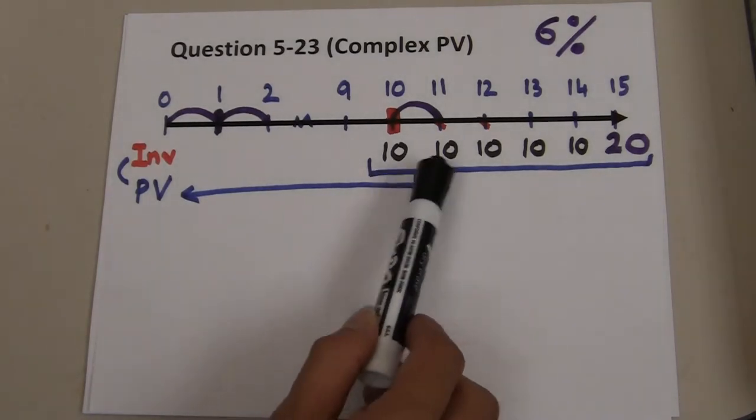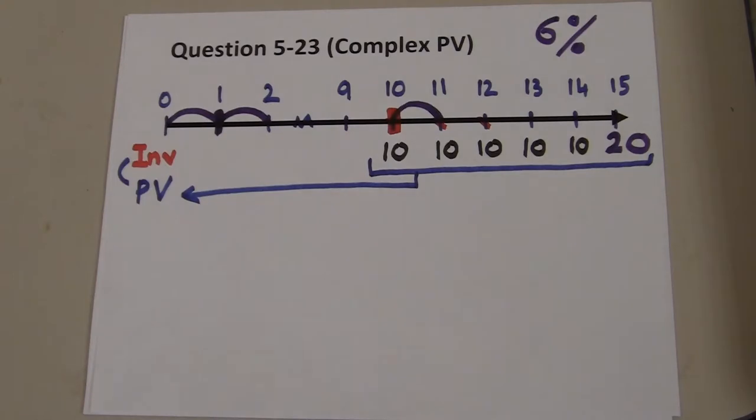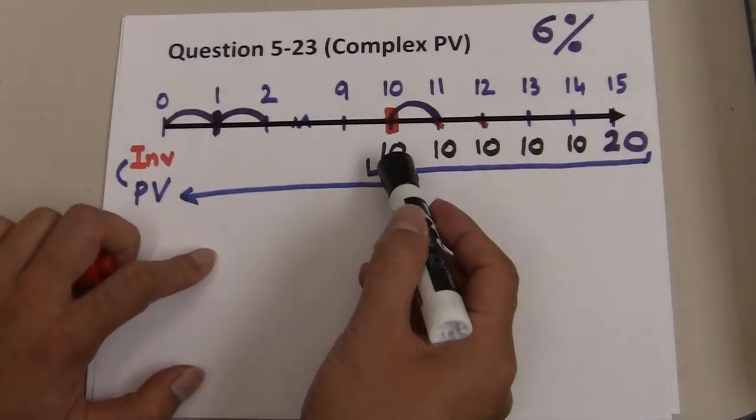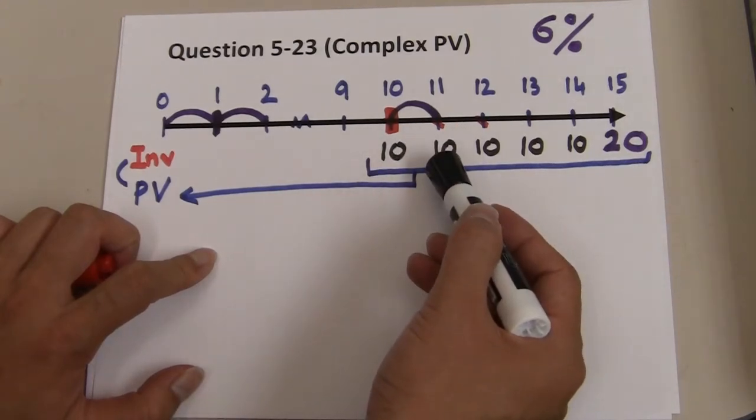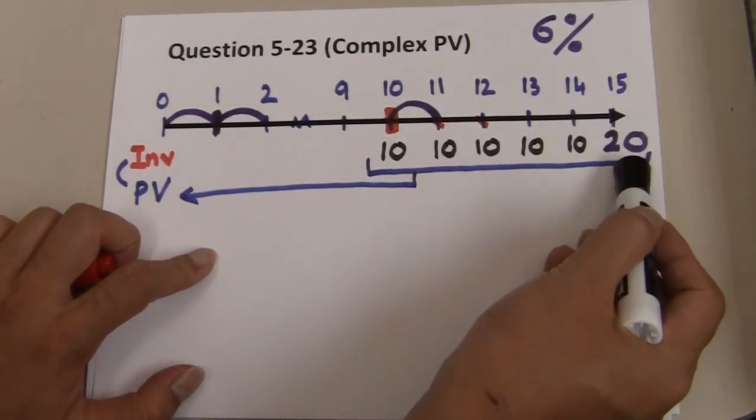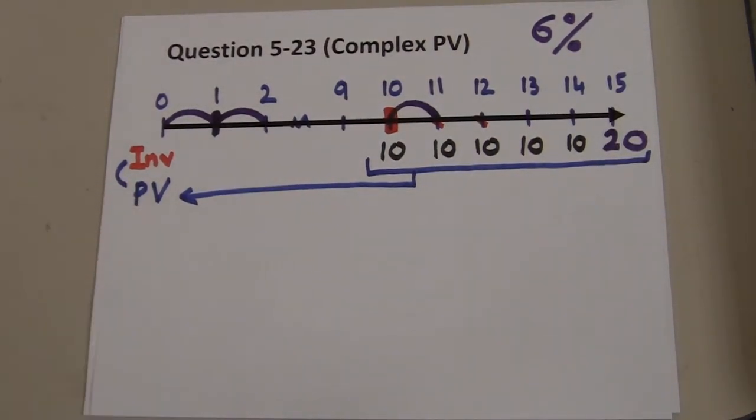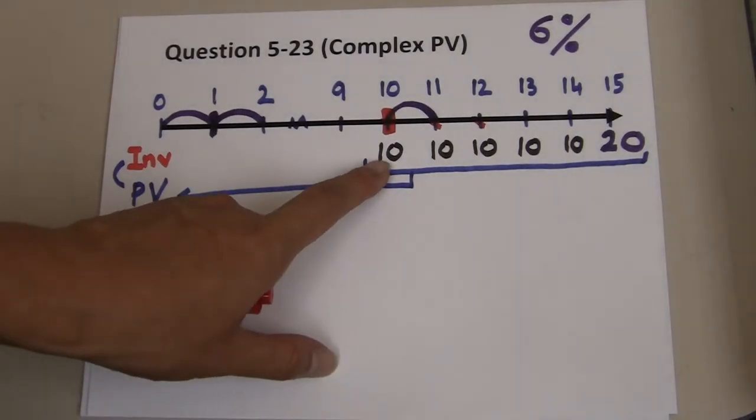The present value of a stream of payments equals the sum of individual present values. It means you calculate the present value of this, the present value of that, and so on, and sum them up. It gives you the PV right here. Okay, so what is the present value of that first payment?